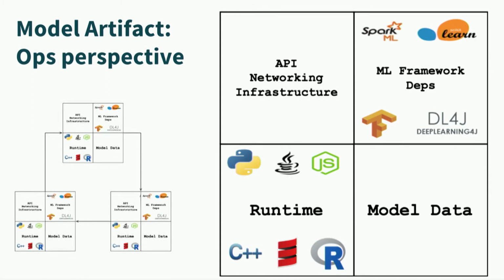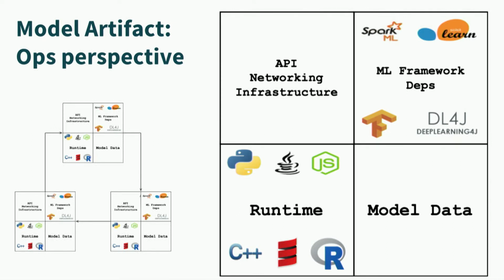Let's take a look at model deployment from the operational perspective. As software engineers, we see the model artifact as having the following components. First of all, it has the actual model data, the weights and coefficients. It has some runtime where the model runs, it might be C++, Scala, Java, whatever. There is a bunch of dependencies from machine learning frameworks like TensorFlow, SparkML, and others. And there is a module that is responsible for API and the infrastructure.